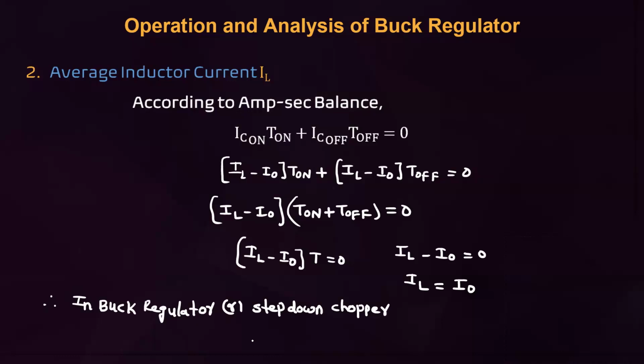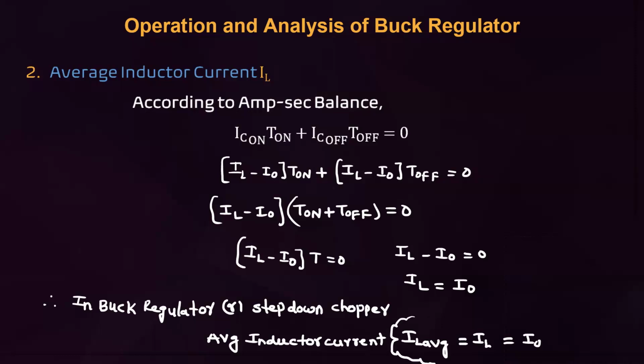In buck regulator or step down chopper, the average inductor current, you have to take IL average or simply IL, any notation you follow, is equal to I naught. Average inductor current equal to average load current. For example, the question will ask: in a buck regulator, average load current is 10 ampere, then what is the average inductor current? Average inductor current is also 10 amperes.